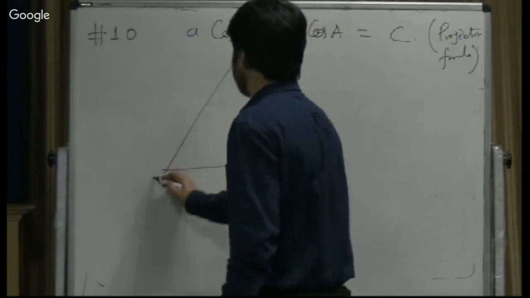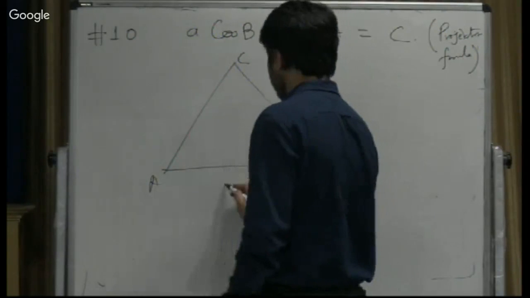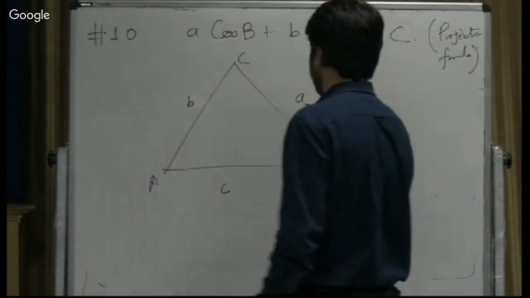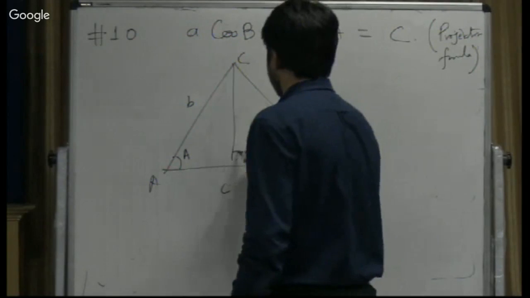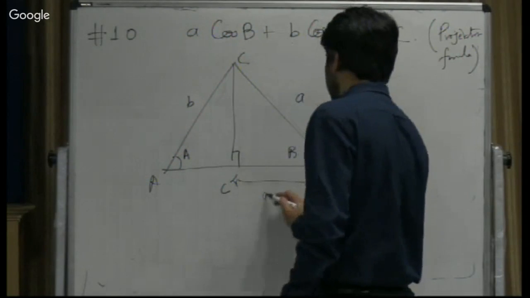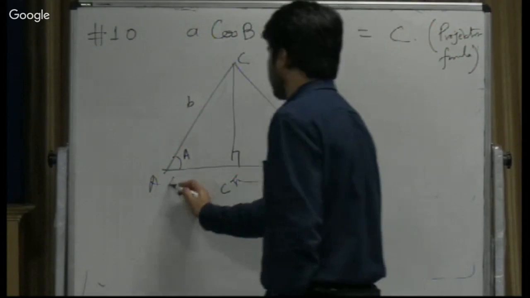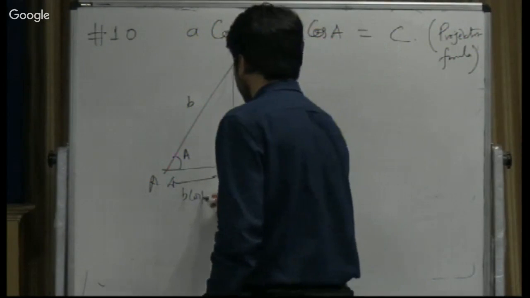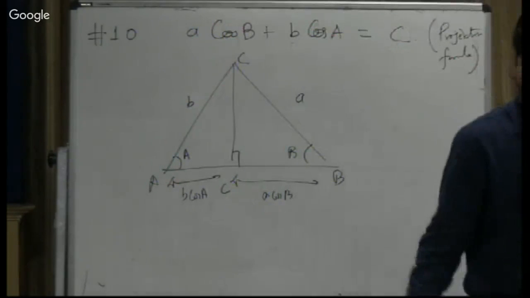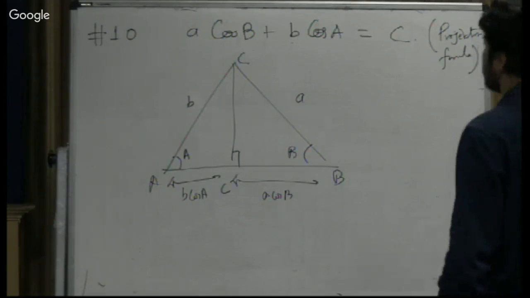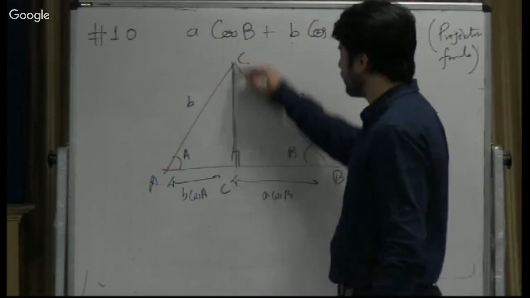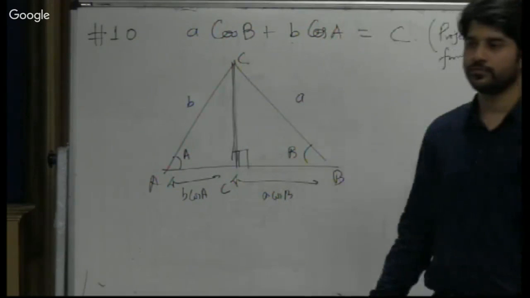Just let this be C, A, B. So this is C, this is B, this is A, right? So this is A, this is B, this is 90. So I can say this length is a cos B, and I can say this length is b cos A. So I can say b cos A plus a cos B is equal to c. Very easy. We call it projection formula. That is property number 10. Any problem in this? No? No.